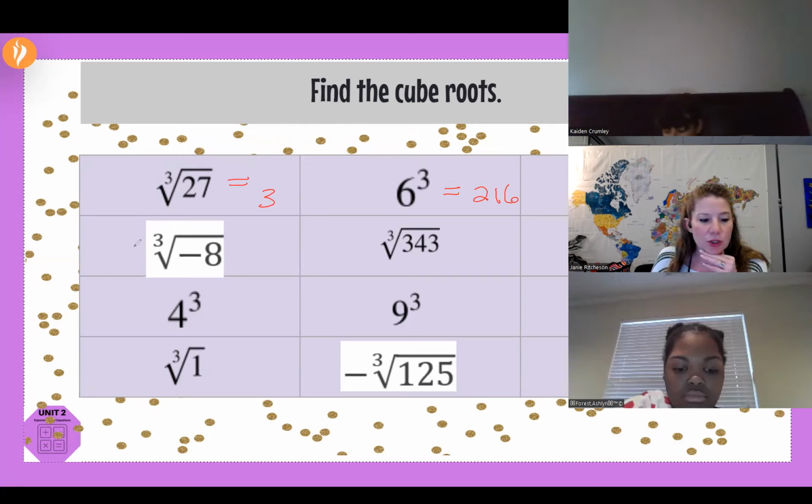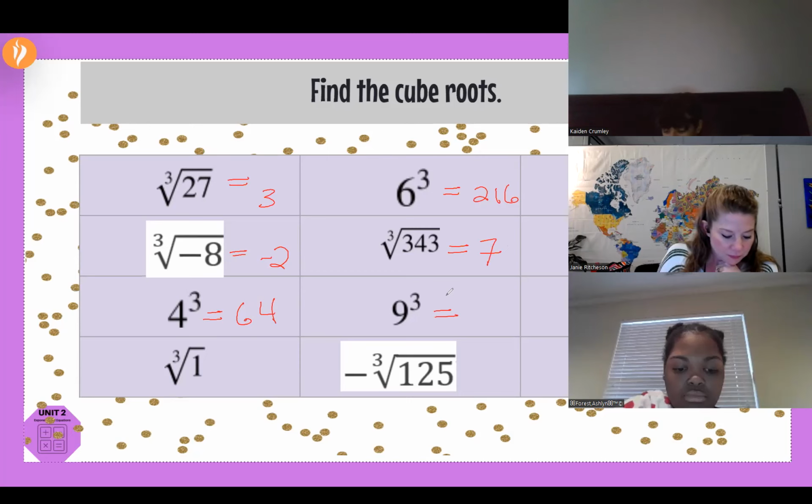All right, what about the next one? What's the cubed root of -8? -2, which is a real solution. What about the third one? What is the cubed root of 343? 7. Which means the next problem must be what? What is 7 cubed? 343. All right, what about 4 cubed? 64. What about 9 cubed? 729. See, these get really big really fast.